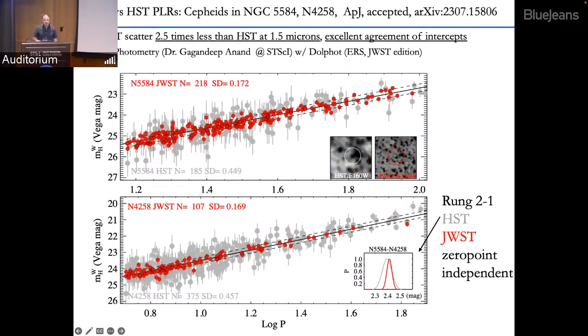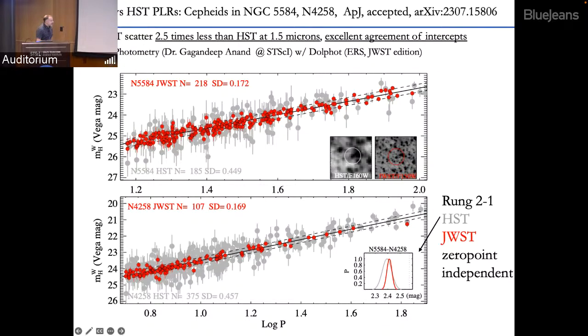This is the most important plot in the whole talk. This just makes me smile. This is a dramatic improvement comparing the period luminosity relationships as seen from Hubble with the gray points versus the red points seen with JWST, both for the anchor galaxy NGC 4258 and the supernova host NGC 5584. It's a factor of 2.5 improvement in dispersion. This is, I think, one of the best examples I've seen of how JWST has improved our ability to make measurements like this.